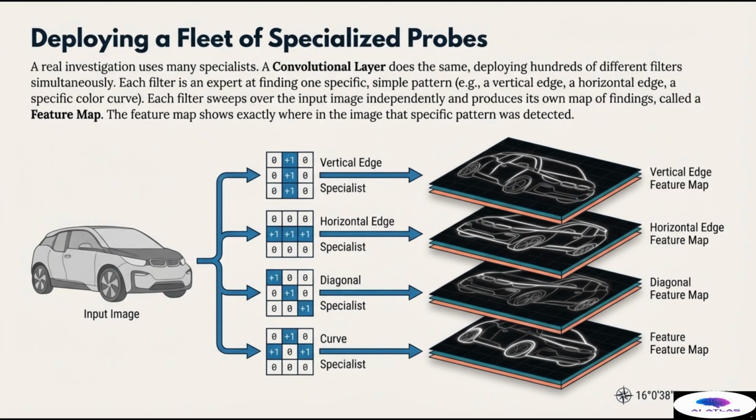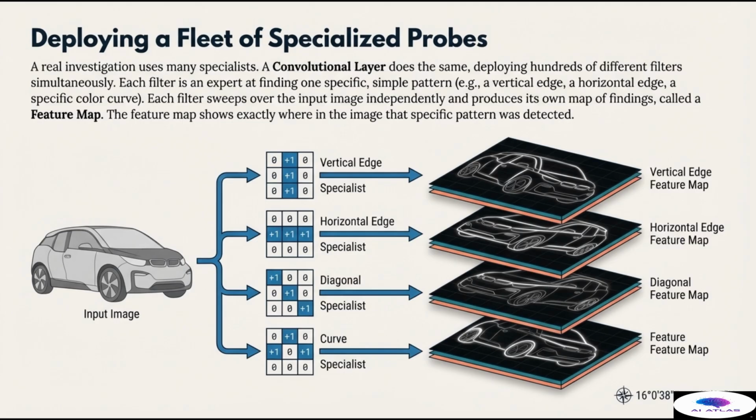The process is massively parallel. Because each filter is looking for a unique pattern, it produces its own dedicated map of findings. This output map for a single filter is what we call a feature map. The vertical edge specialist, for example, will produce a feature map that brightly highlights every vertical line segment it detected in the original input image.